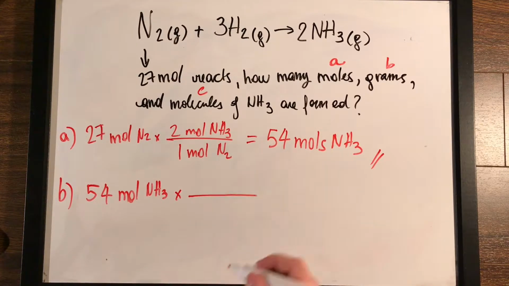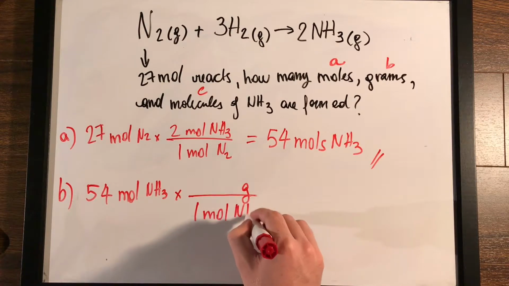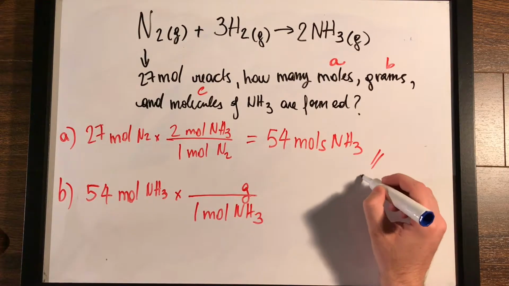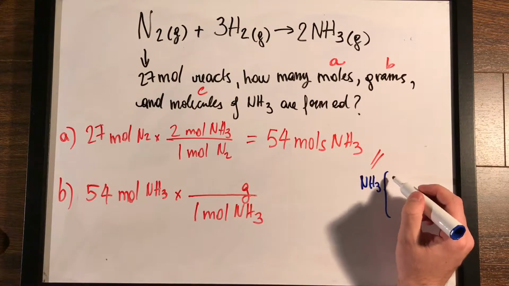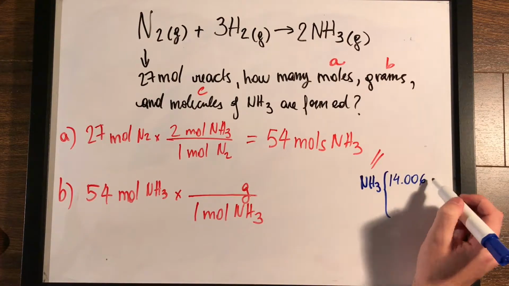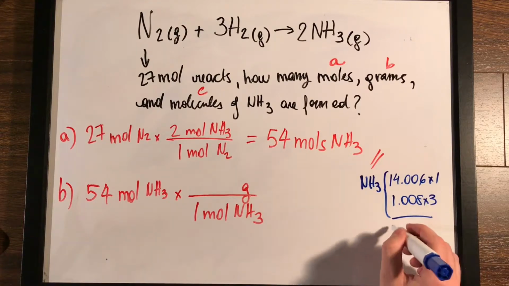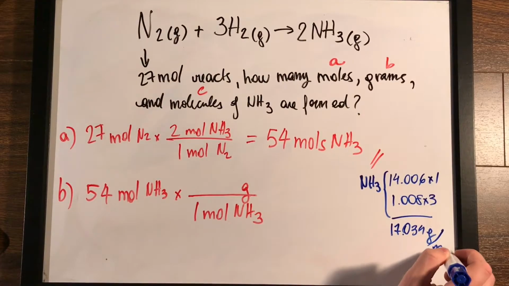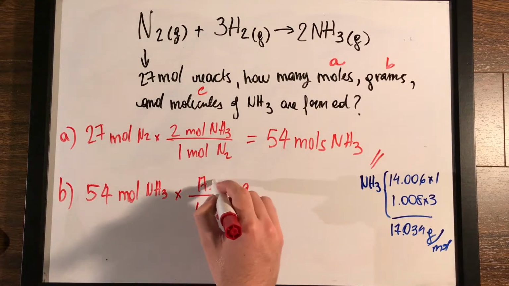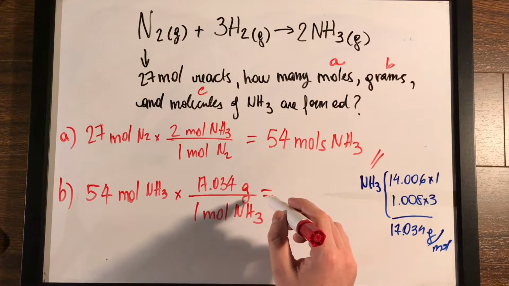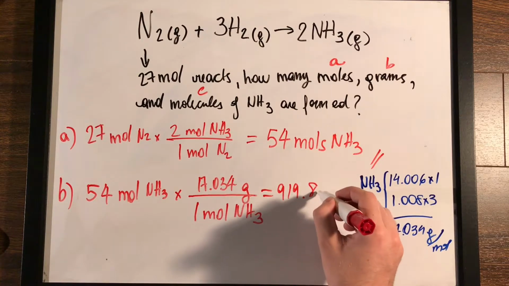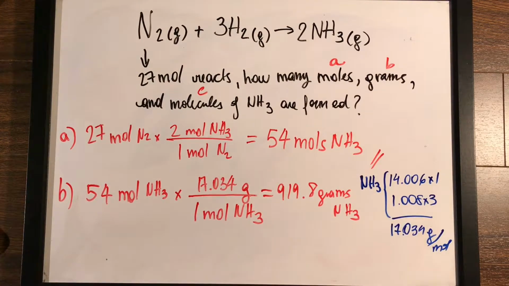So now that we know how many moles of NH3 are formed, it is much easier to find how many grams of NH3 are formed. To do that, we need to multiply the number of moles formed by the conversion factor between moles and molar mass of the compound. To find the molar mass of the compound, we simply multiply the mass of the element by the subscript found in the formula of the compound. After we find the molar mass, we can easily establish a connection between molar mass and moles. Then, we just multiply 54 moles of NH3 by the conversion factor, which is 17.034 grams for each mole of NH3, and you get the answer of 919.8 grams of NH3 formed.